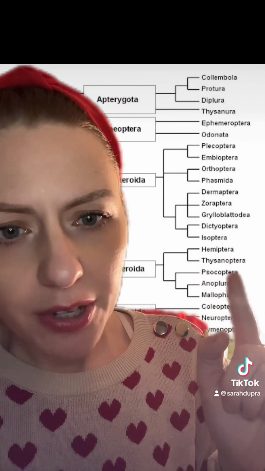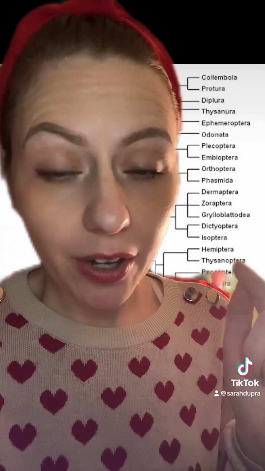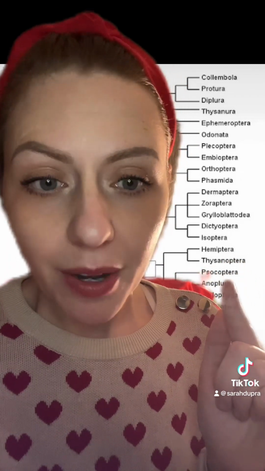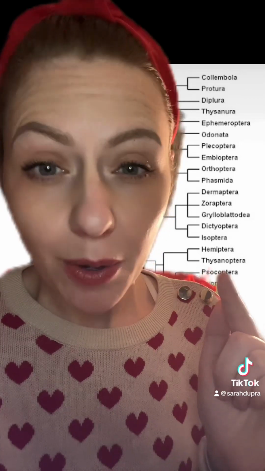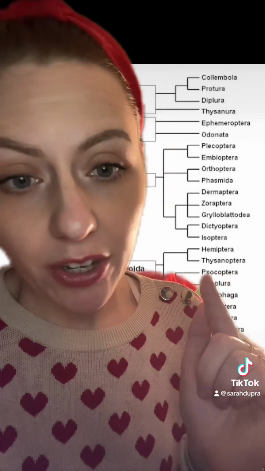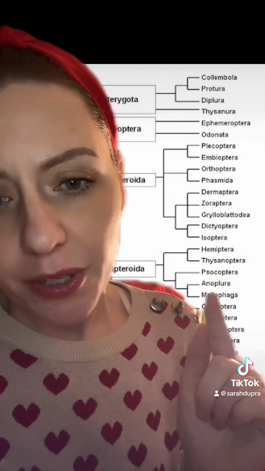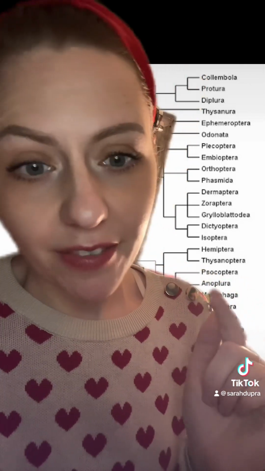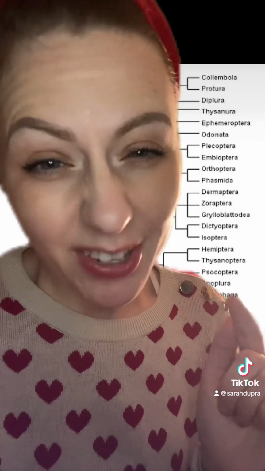After Thysanoptera, we've got Psocoptera, which are bark lice and book lice. Lice get a bad rap, but book lice and bark lice, well, bark lice specifically, are also important in the woods with recycling nutrients. Anoplura and Mallophaga are like your biting and chewing lice. No one really is a fan of these. These are going to be your head lice and your body lice.